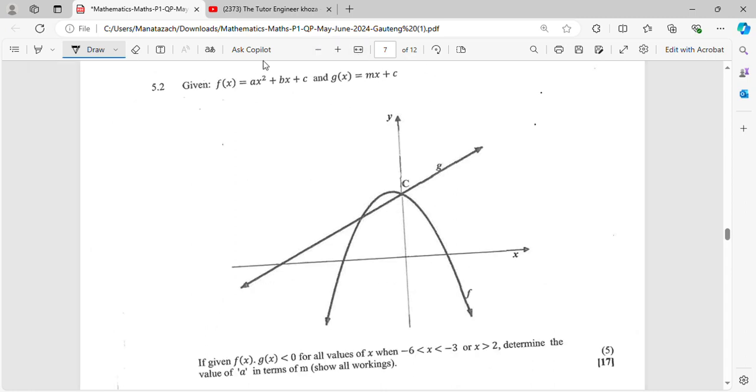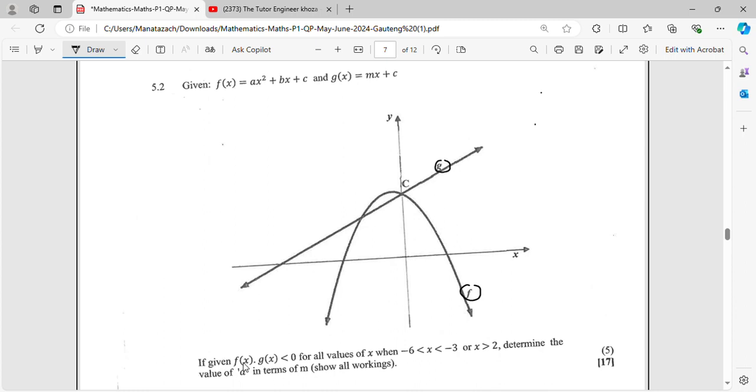Today we're going to be doing functions, particularly a parabola and a straight line function. One of my students sent me this question, so I would like to share it with you. Let's read it. It goes, given f of x is equal to ax squared plus bx plus c, and g of x is equal to mx plus c. So this is f, and then here is g, the straight line.